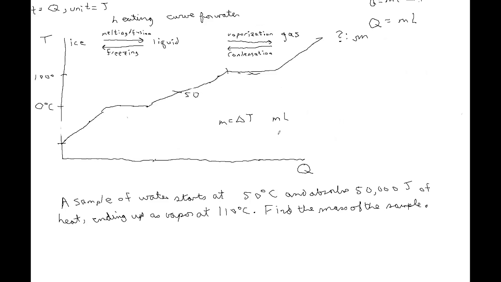And then in the third step it is going to go from vapor at 100 degrees to 110 degrees. So that's just a temperature change. So that's Q equals mc delta T, where the gas at 100 degrees C goes to 110 degrees C. Now we know that it absorbed 50,000 joules, so our total Q is equal to 50,000.